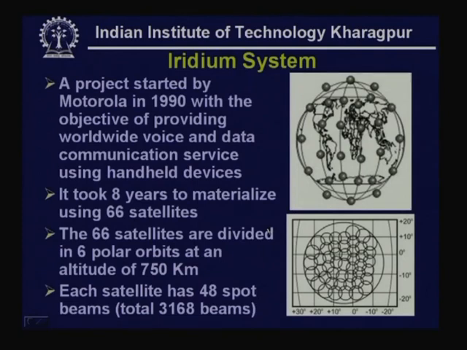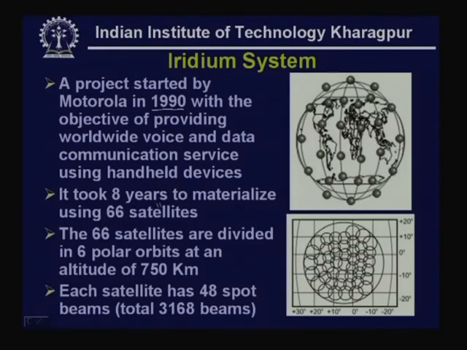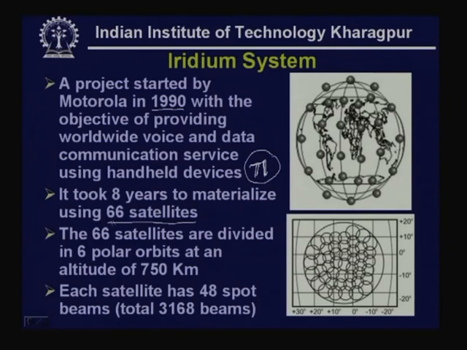And let us consider in a little more detail the Iridium system. This project was started by Motorola in the year 1990 with the objective of providing worldwide voice and data communication service using handheld devices. So, the basic objective was that with the help of the satellite, people should be able to talk to each other, and that will cover a very large geographic area. Of course, it took quite some time to materialize the project, and after about 8 years it materialized with 66 satellites. Although the project started with 77 satellites initially, because of this initial number the name Iridium has been taken, because Iridium is the 77th element in our periodic table. So, the name has been taken from this, but unfortunately the number of satellites got changed, but the name has been retained.